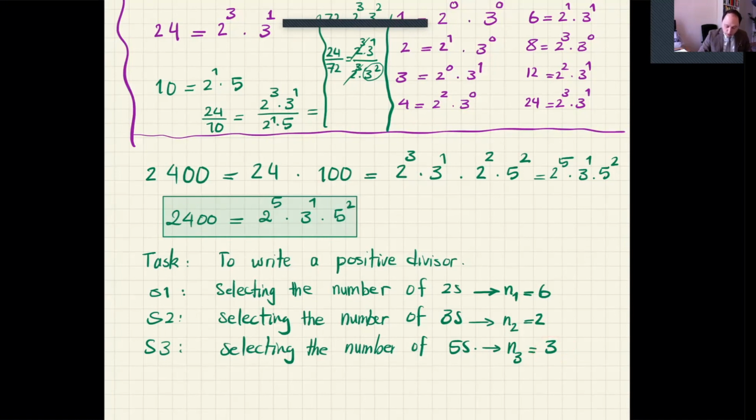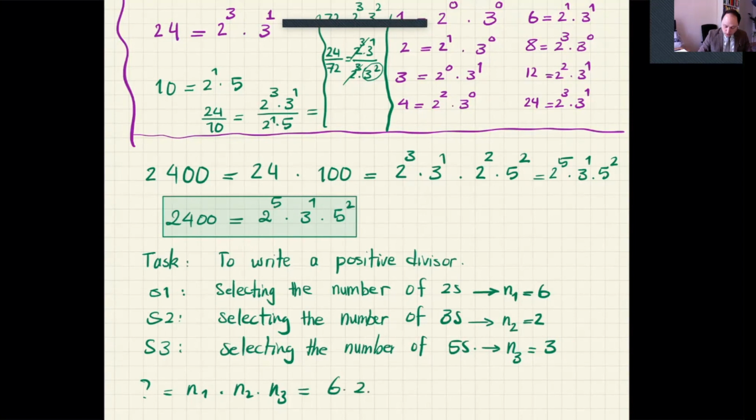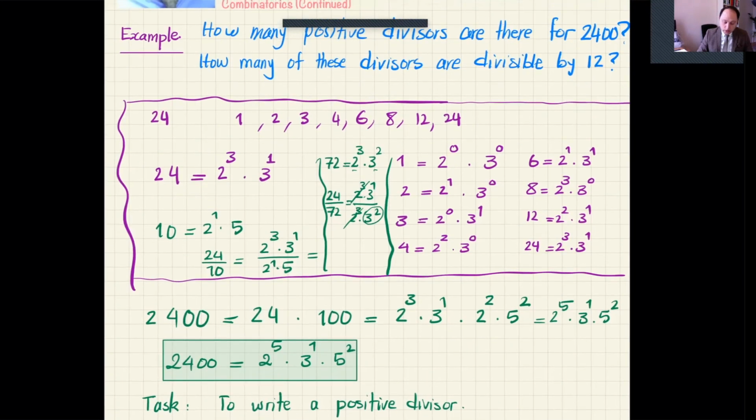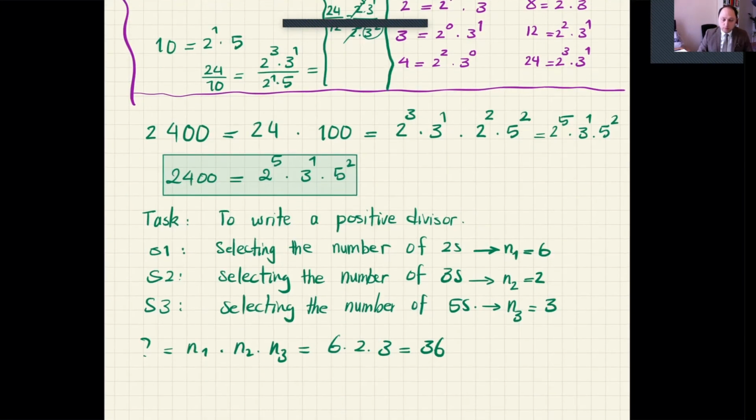So according to the product rule, this task can be accomplished in N1 times N2 times N3, which is 6 times 2 times 3, and that is 36. If you want, you can write a computer code to list all the divisors, and then you immediately see that the total number of them is 36. If I just ask you how many divisors are there for this number, you multiply this number by 2, because for every positive divisor there corresponds a negative divisor as well, the opposite of that divisor, okay?